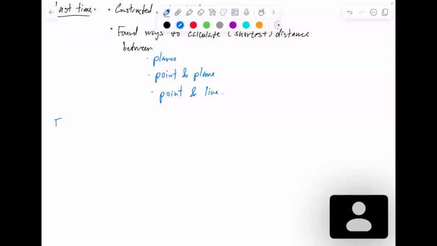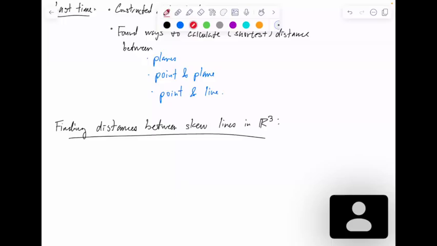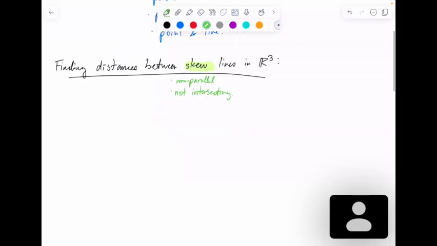So now we look at finding the distance between skew lines in R3. All right, so let me just specify skew here means that these are non-parallel lines, and also they're not intersecting. All right, so here's the situation. We have, let's say, line 1, and then we have line 2 maybe passing underneath it, in a sense. And we want to find the shortest distance between them, all right? So distance here means the shortest distance. So how might we do this?